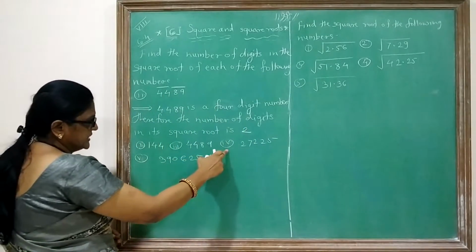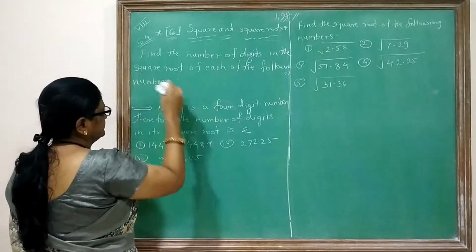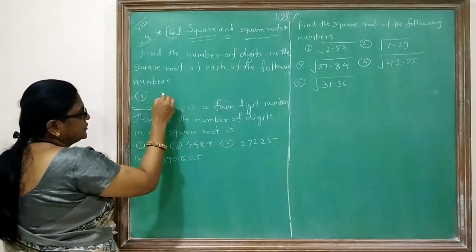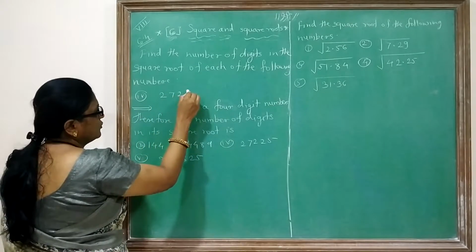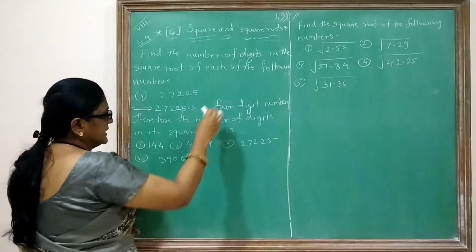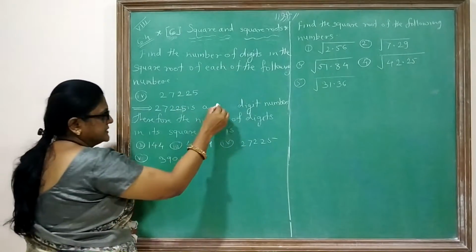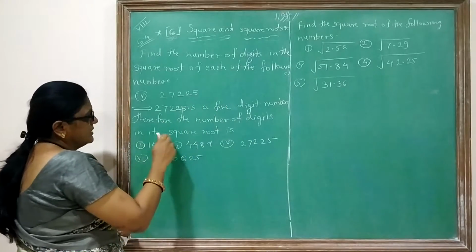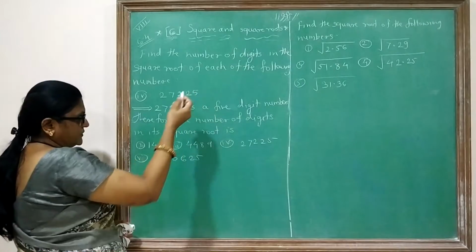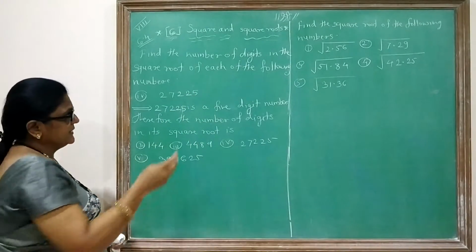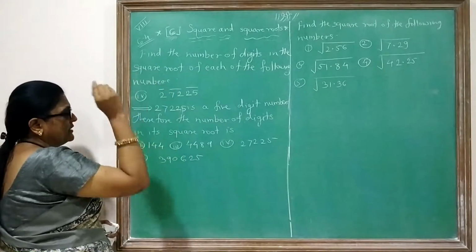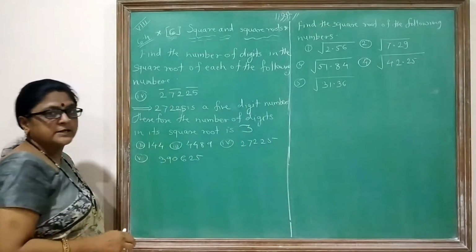Then see your next example, that is the fourth. Your fourth example is 27225. 27225 is a 5-digit number, therefore for the number of digits in its square root, you make a pair: this is one pair, this is the second pair, and this is the third pair, then its square root has 3 digits.